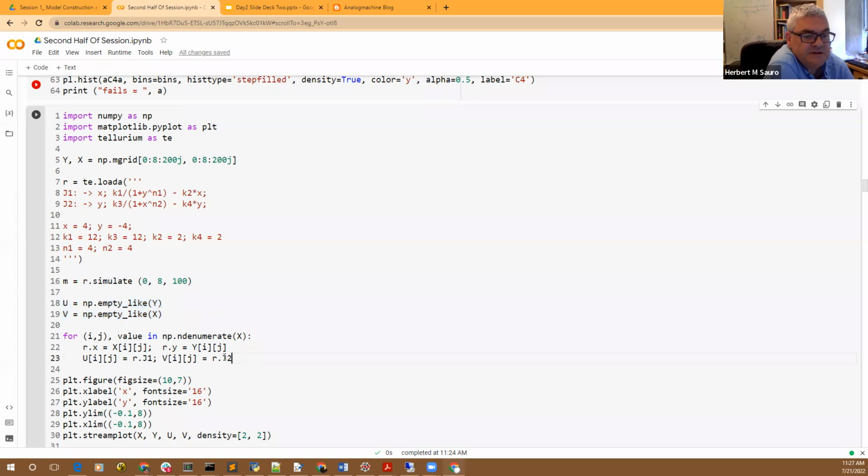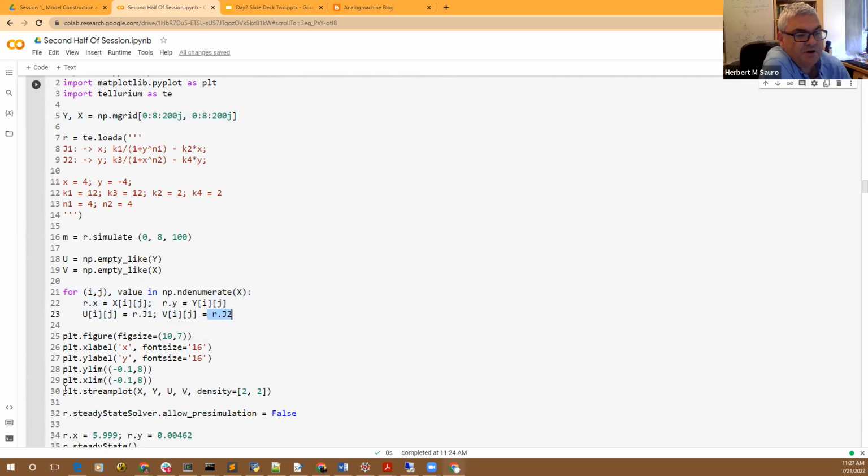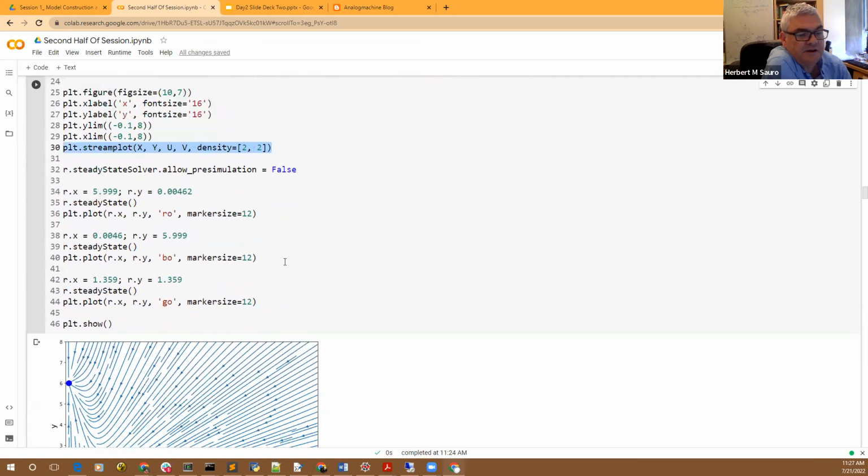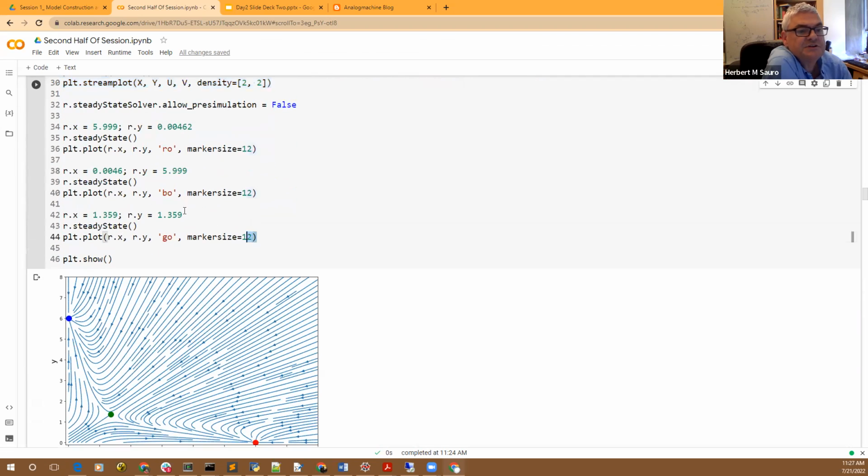And inside this grid of U and V, I'm going to place the rate of change of X and Y. So what this piece here does, it goes through every combination of X and Y, and every combination of X, Y comes from this grid, and I'm setting X and Y to the values I get from the X, Y grid. I then compute the rate of change of X and Y just by using these calls and put them into U and V, and that's the data. I then use what's called a stream plot to compute the streams themselves. And I just use these things here to plot a little round circle where the steady states are.